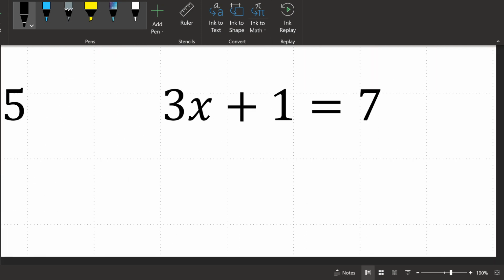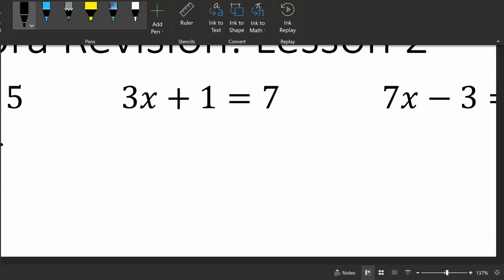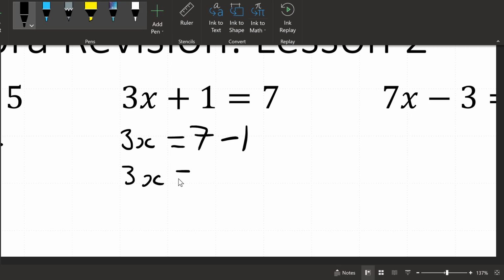Let's look at something a little bit tougher. Actually, not that much tougher, I don't think. So again, we can go 3x, and we want to get the variables onto one side, the constants onto the other. So we're going to try to bring that 1 over to this side. We either take away 1 from both sides, or we move the 1 and change the sign. Again, I don't mind which way, just so long as you understand what's going on. And we end up with 7 minus 1. That becomes 6.